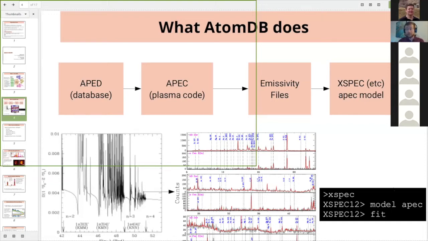Obviously, you can do much more than that. The whole database is very powerful. You probably should do more than that, but the idea is that you don't have to know all the atomic data to be able to at least interpret your spectra at the basic level.